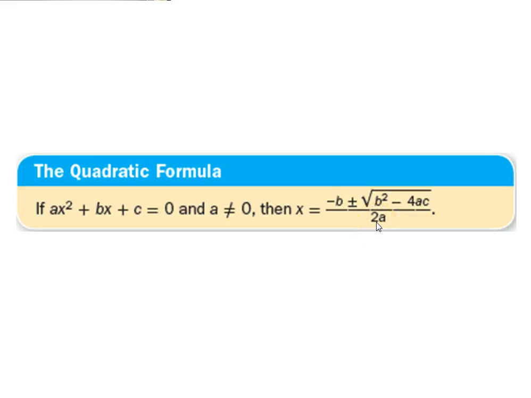So quite the mess, but I'll give you an easy way to remember that at some point in time. But for now, that's what that quadratic formula is. It helps us solve for x.